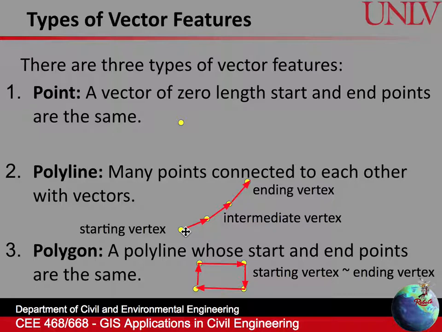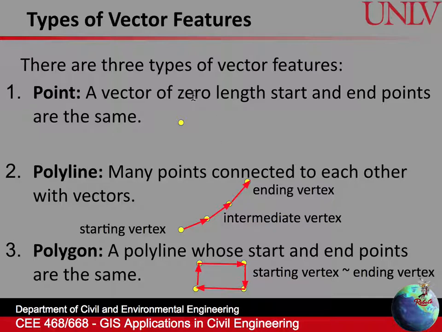And since in the case of vectors the order or direction matters, we go from the starting vertex, traversing through the intermediate vertices all the way to the ending vertex, and it forms a polyline. This is the second type of vector feature. And the third type of vector feature, which is a polygon, is potentially a polyline where the starting vertex and ending vertex are the same, so it forms a closed curve or closed polyline.